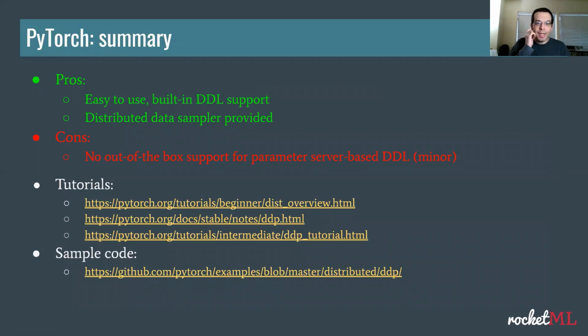And so that's it. Just to summarize, PyTorch is also a very easy to use library for deep learning with built-in DDL support. It also has a distributed data sampler that is provided and can be easily used to split the data. The only con I can see is that it has no out-of-the-box support for synchronous paradigms like parameter servers, but that's really minor. One usually doesn't need that. The solution that it has is pretty sufficient.